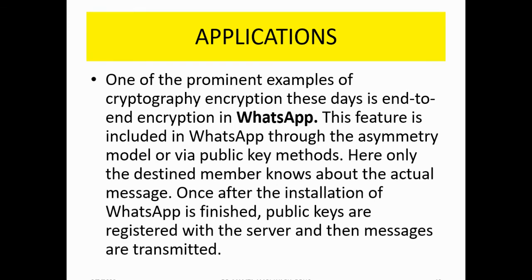This feature is included in WhatsApp through the asymmetric model, or public key methods. Here only the destined member knows about the actual message. The receiver to whom you are messaging, only he knows what you are sending. No other person can know what you have written. Once the installation of WhatsApp is finished, public keys are registered with the server and then the message is transmitted.